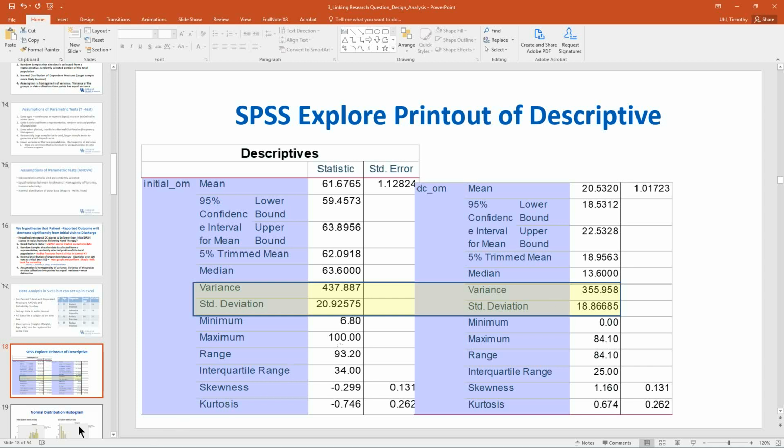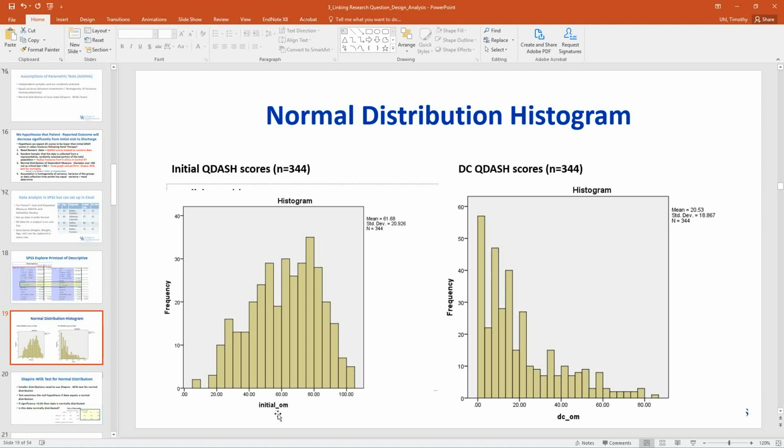And then obviously we already talked about the distribution. At the initial, there's a bit more of a normal distribution, but it's a little bit more skewed at discharge, which is good because it's skewing toward people getting closer to 0, which means they're getting better. And so then we would have to go back and check, or we could check, the Shapiro-Wilk test.